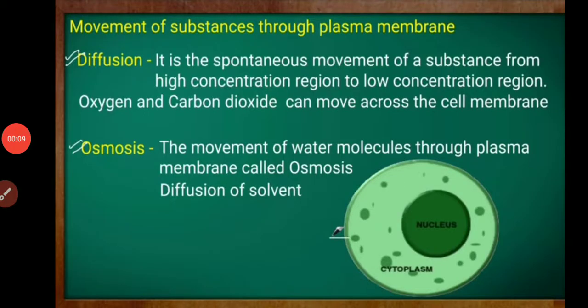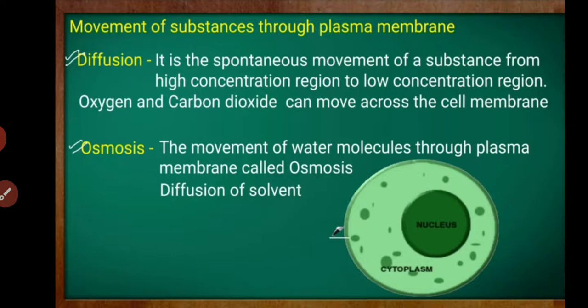Now see how substances move into the cell and move out of the cell. Substances move with the process of diffusion and osmosis. In the diffusion process, substances move from high concentration region to low concentration region.